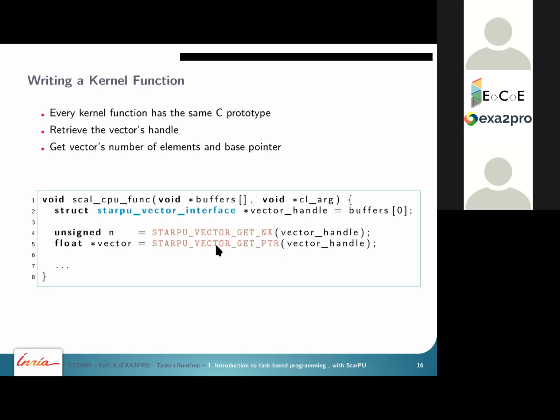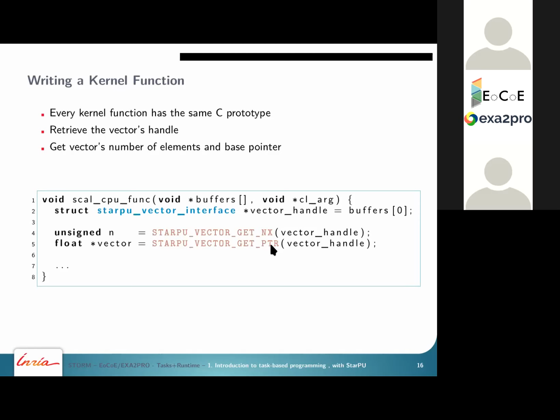This macro is important, getting the pointer through the provided parameter, because StarPU might have made a copy of the vector, for instance on a NUMA system. It may not give the pointer to the original location of the data, but to a copy of the data, a local copy that can be accessed really efficiently.